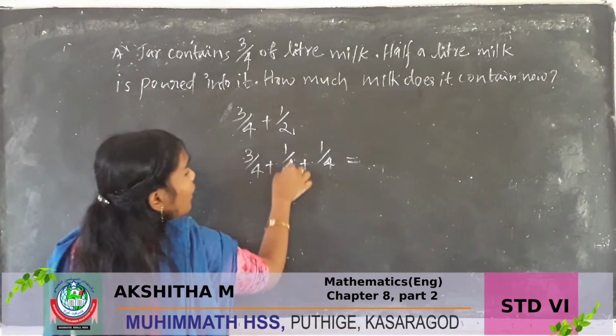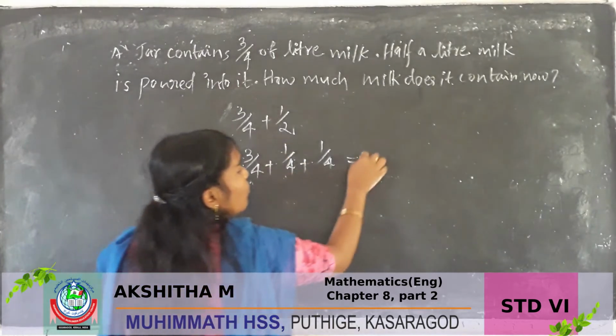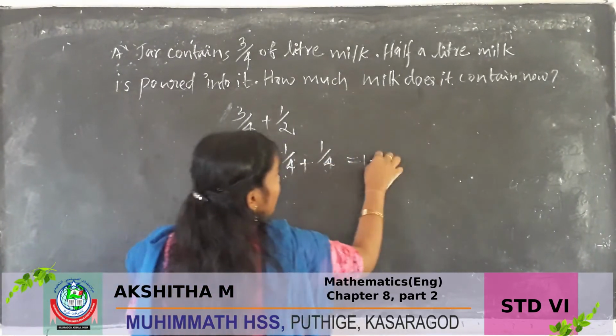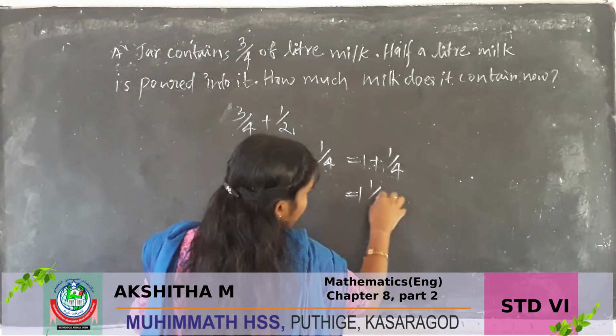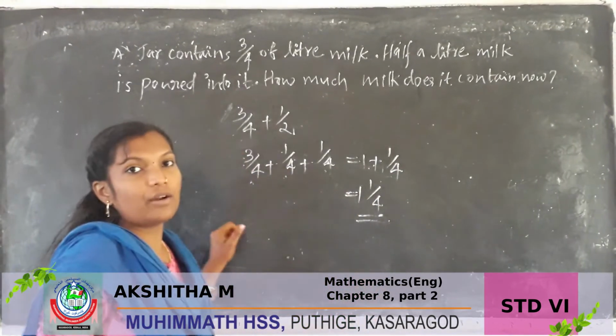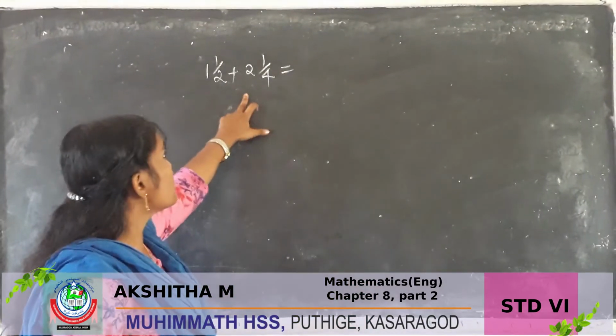So 3/4 plus 1/4 plus 1/4 is equal to 3/4 plus 1/4, which is 1, plus this 1/4, which is equal to 1 1/4. Like this also we can find out the answer. Let us find out the answer of this question.